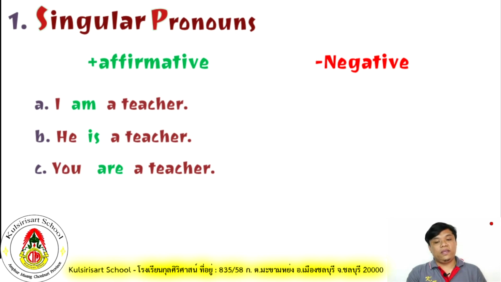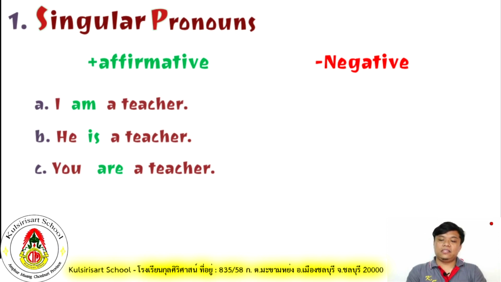We have here some examples of affirmative sentences. I am a teacher. Yes, I am a teacher. He is a teacher. Is he a teacher? He is a teacher. That is affirmative. You are a teacher. Are you a teacher? So I will say, you are a student. That is an affirmative sentence. We are using am, is, and are.